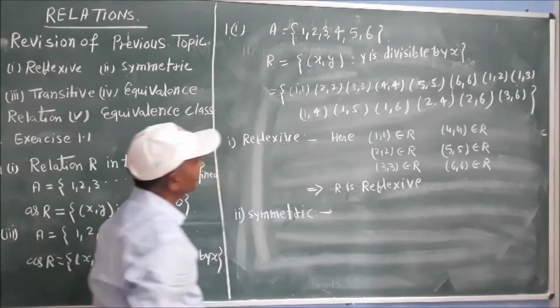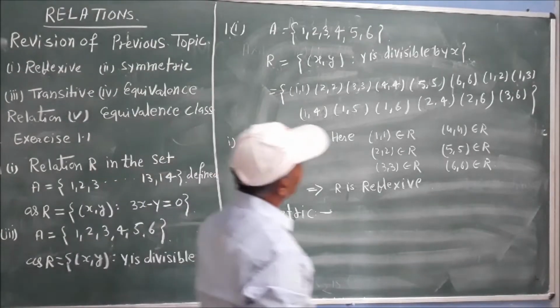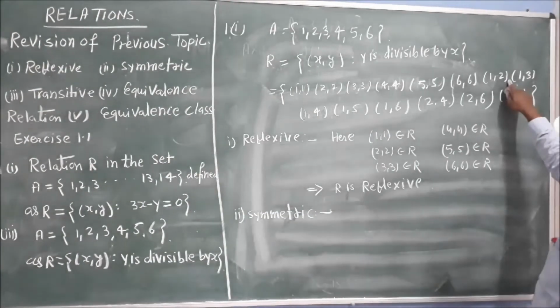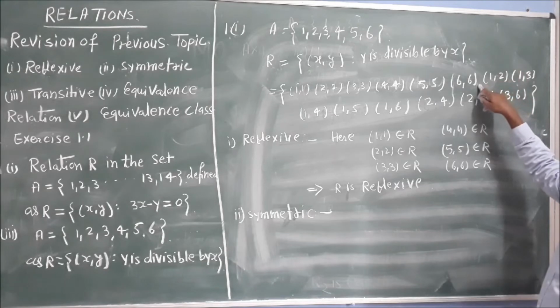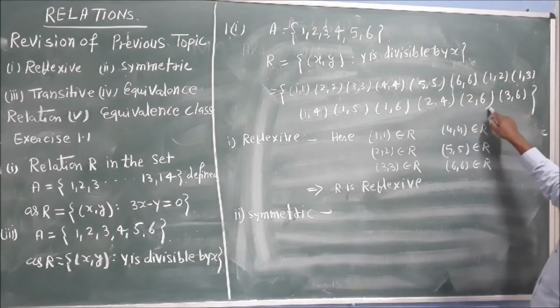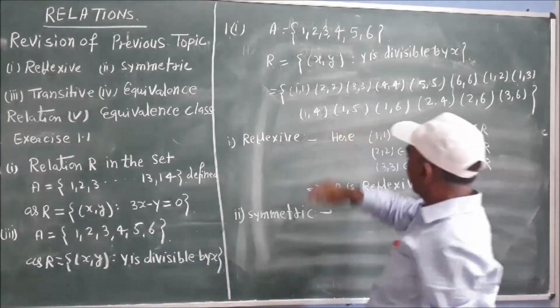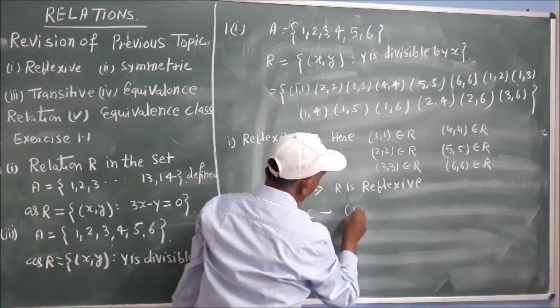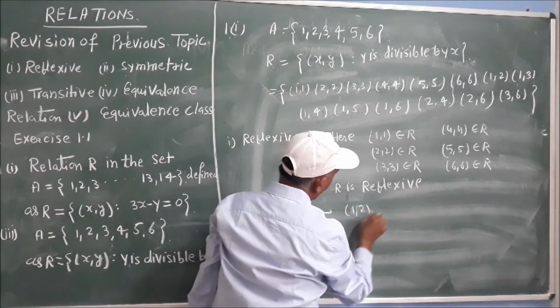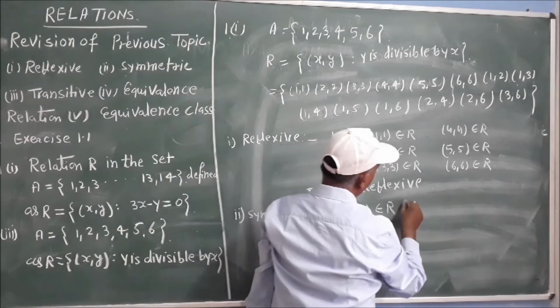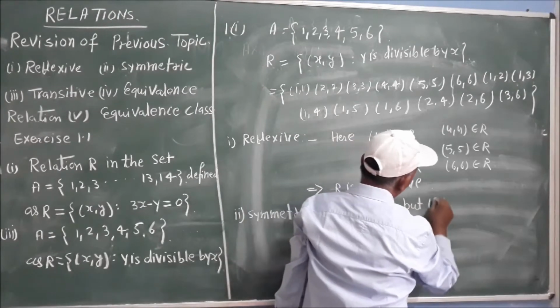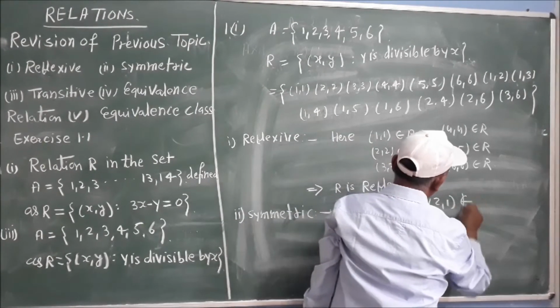For the symmetric property, again see here: (1, 2) is here, so (2, 1) must be present in the relation. Check here, does (2, 1) hold or not? (2, 1) is not here. (1, 2) belongs to R, but (2, 1) does not belong to R.